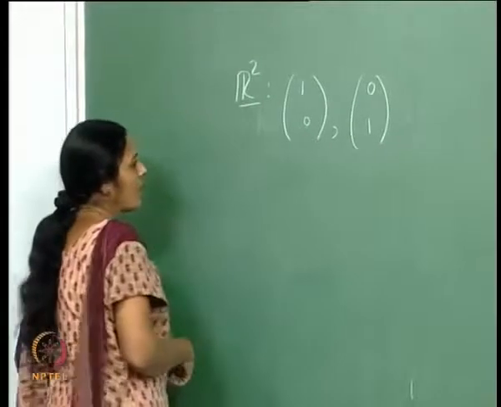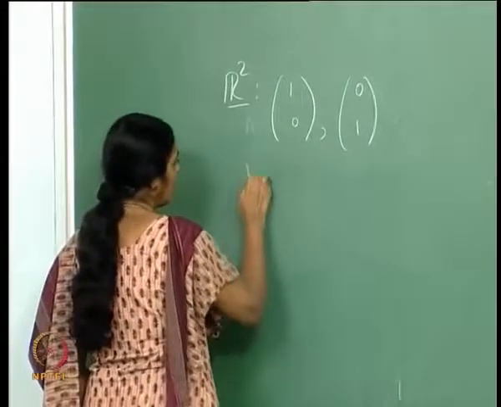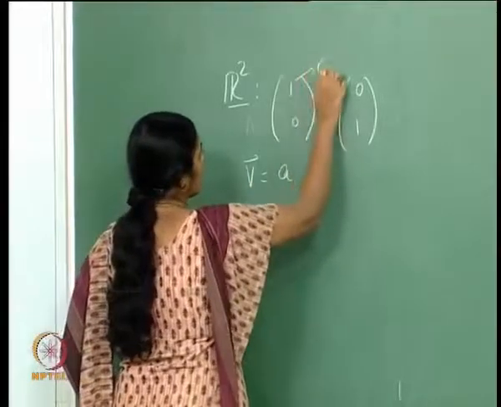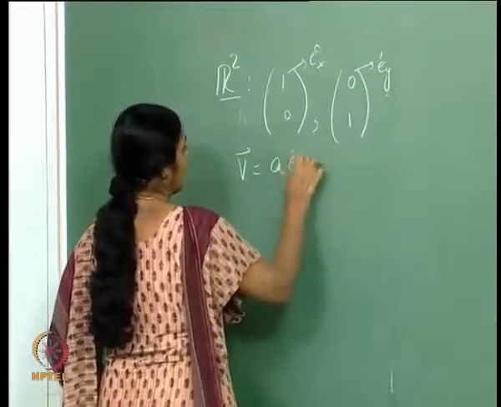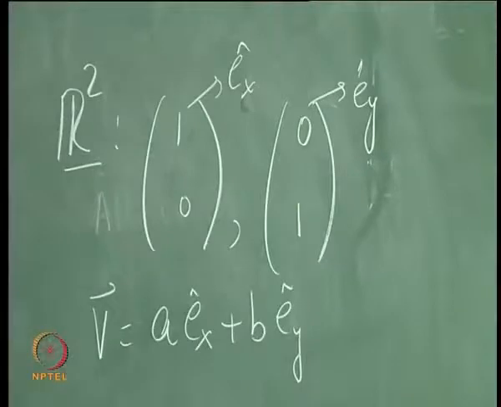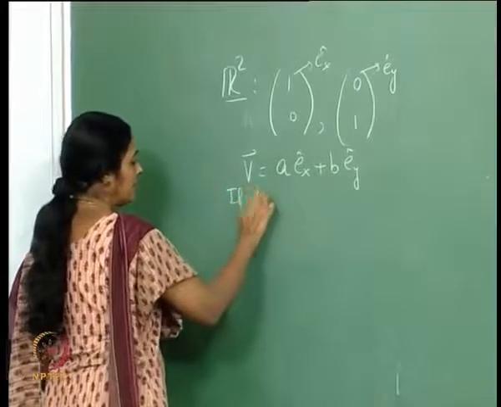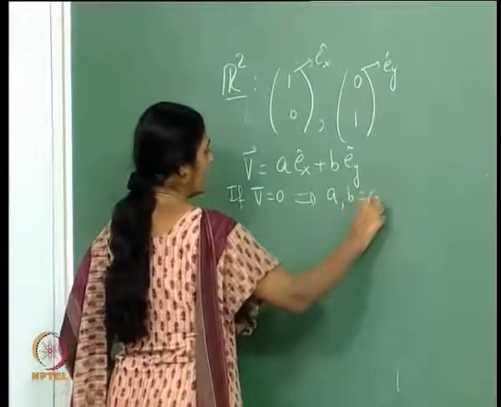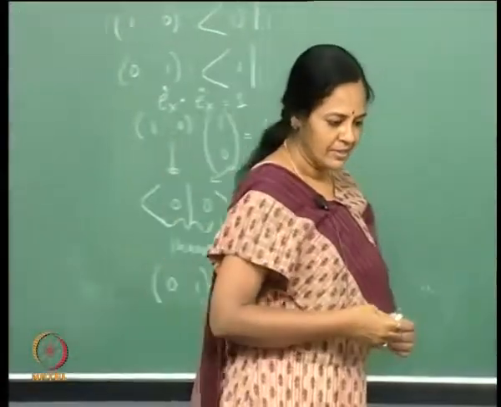These vectors are linearly independent, because if I construct a vector v which is A times Ex plus B Ey, and if v is 0, it implies that A and B are 0. So, Ex and Ey are linearly independent.